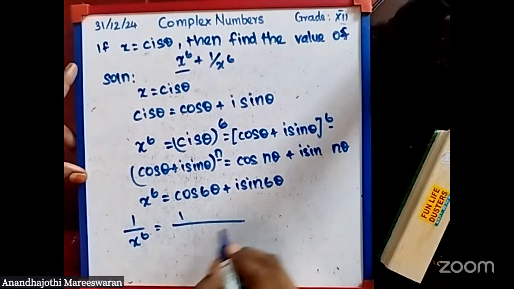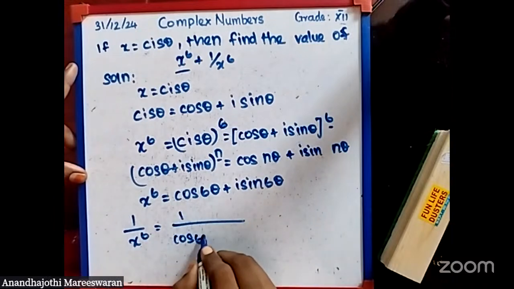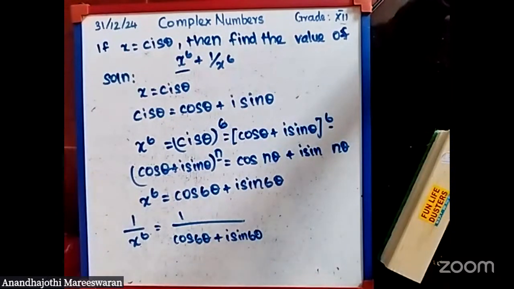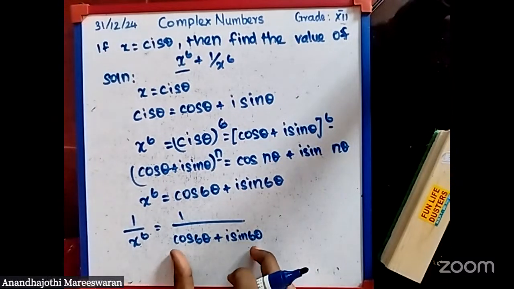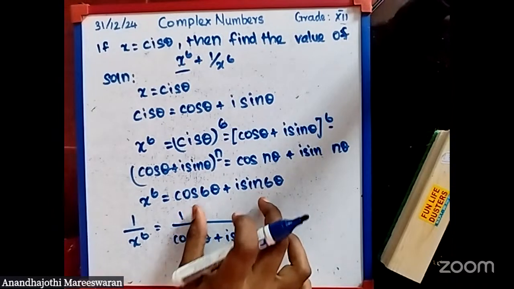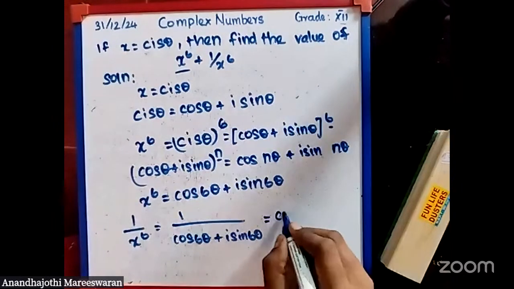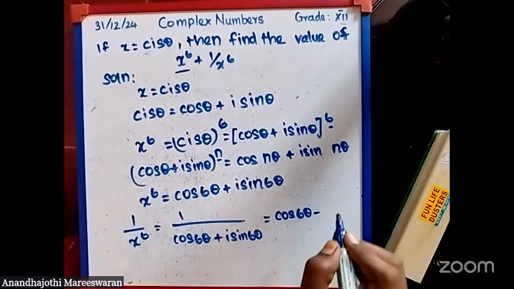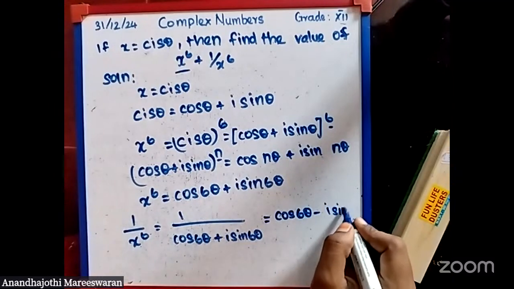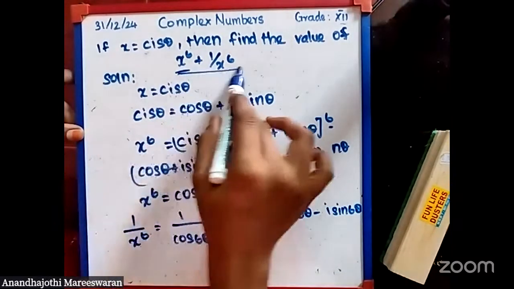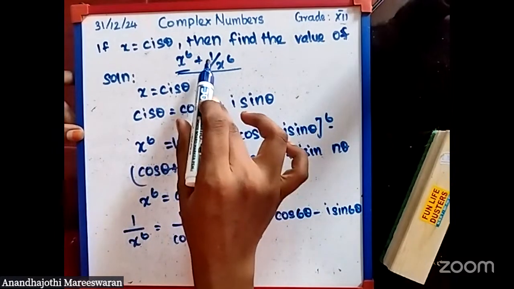It will be 1 by cos 6 theta plus i sin 6 theta. Right? If we move a complex number from denominator to numerator, what will happen? Simply the sign of the imaginary element alone changes. So it will become cos 6 theta minus i sin 6 theta. Right? So to find this, we have to find x power 6 and 1 by x power 6.